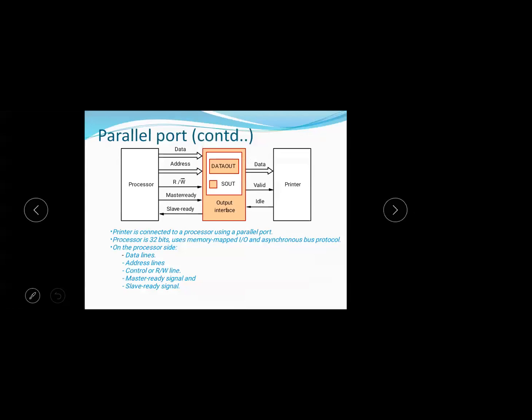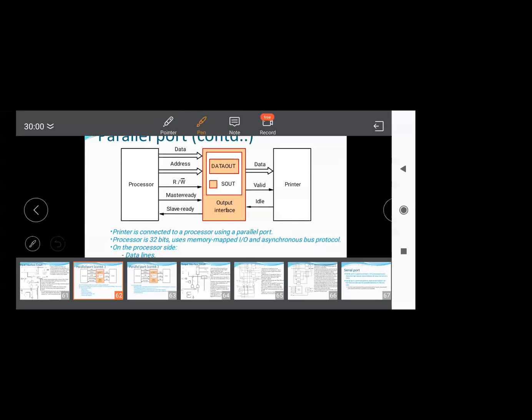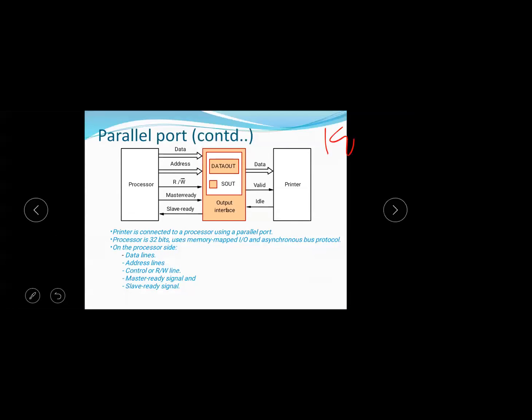Now, we have discussed the transmission from keyboard to processor in the last slide. Now, processor to printer. This is called a write operation. The printer is connected to the parallel port.